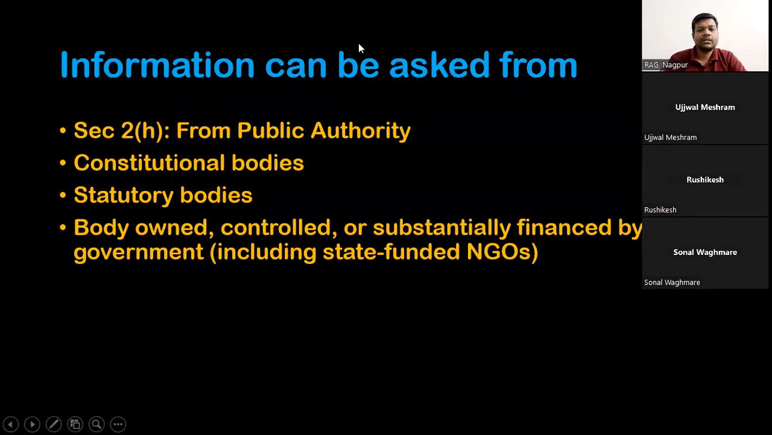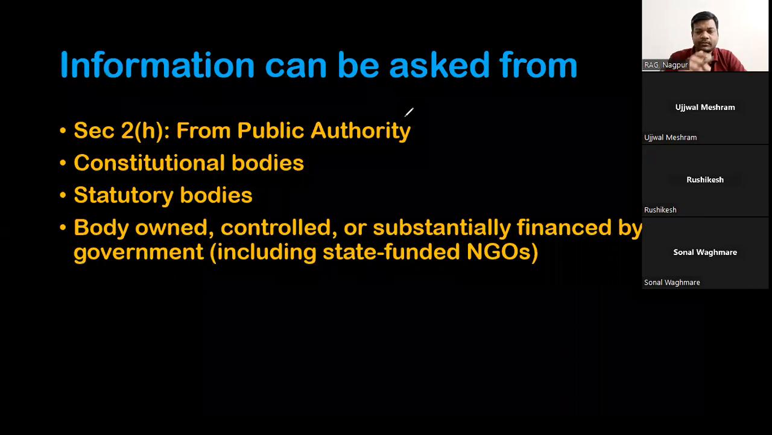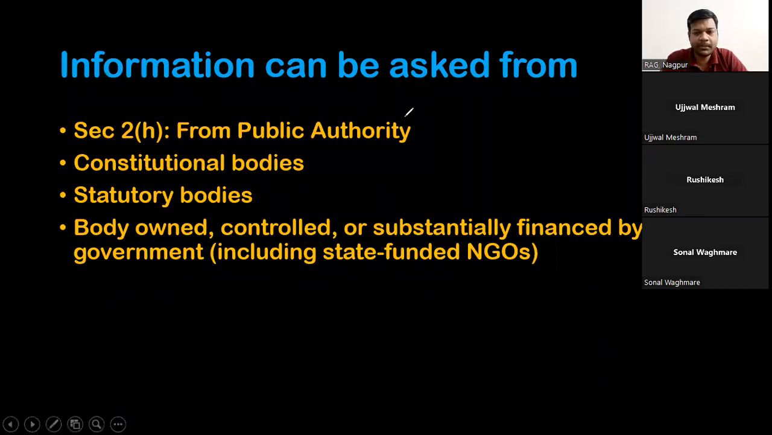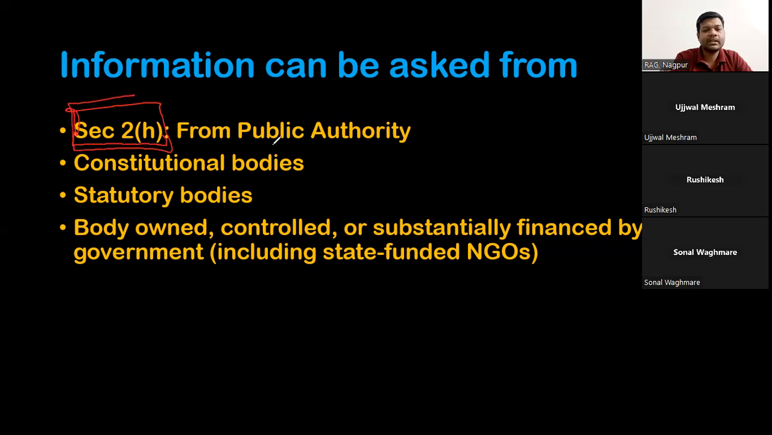Now, to whom will you ask for the information? You cannot go to just any person and say, give me this information. So according to section 2H of the RTI Act, you can ask for the information from a public authority. Now, who is a public authority?